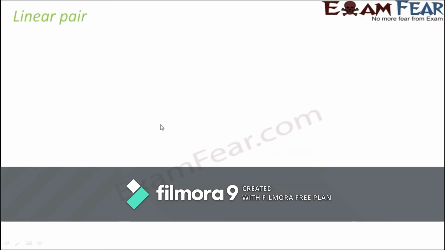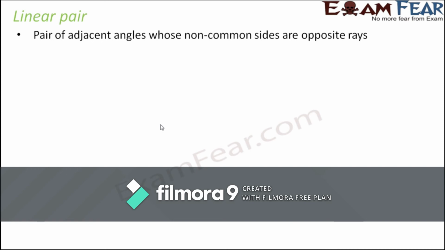Thank you. About adjacent angles, we are going to talk about linear pair. This is another interesting pair of angles. A pair of adjacent angles whose non-common sides are opposite rays. Now by now you already know what are adjacent angles. Now let us try to understand what are opposite rays.